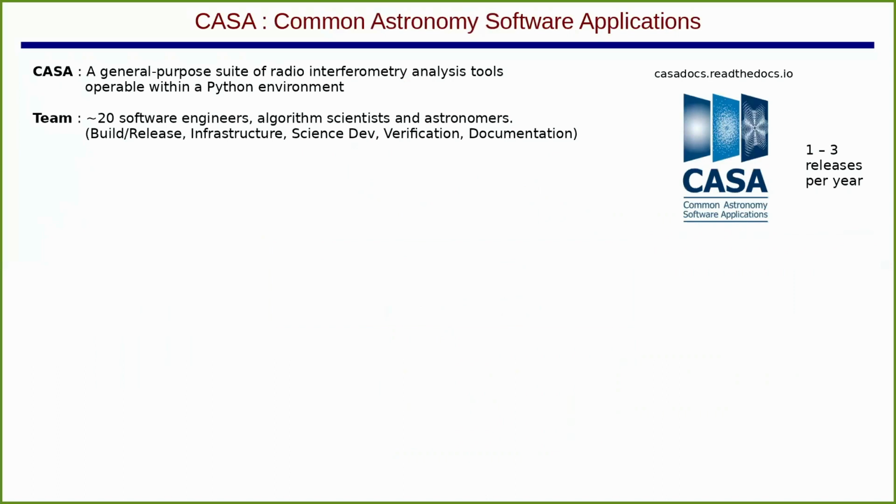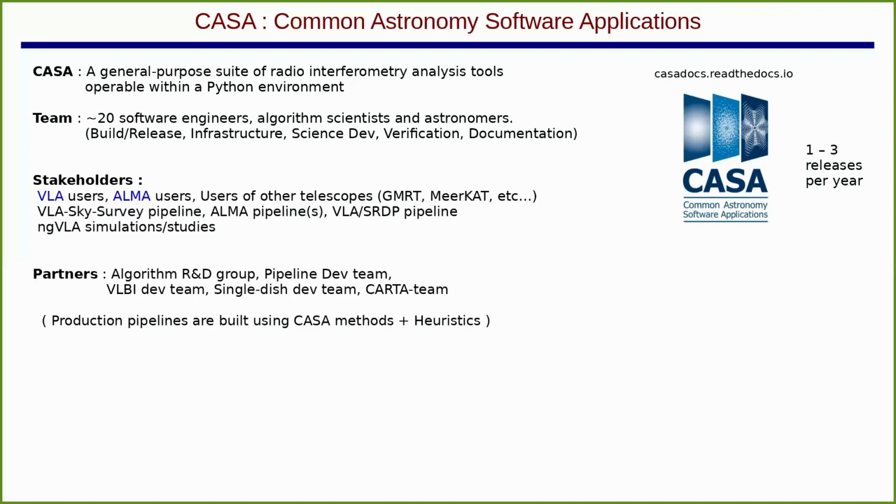First of all, what is CASA? CASA stands for Common Astronomy Software Applications. We are a general purpose suite of radio interferometry analysis tools operable within a Python environment. And we put out 1 to 3 releases per year. We are a team of about 20 people, a mix of software engineers, algorithm scientists, and astronomers. Our stakeholders are mainly the VLA and the ALMA telescopes, although people from other telescopes also use our software.